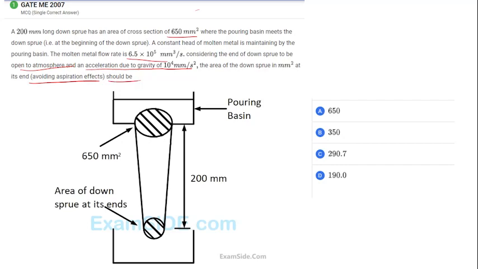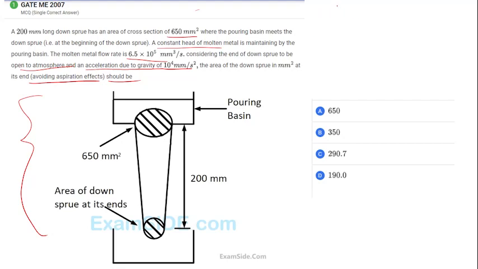So what is the question actually? This is a part of gating design. This is your pouring basin, and this is your sprue. They are pouring metal into it. There is a constant head of molten metal maintained by the pouring basin, so the head will be constant.